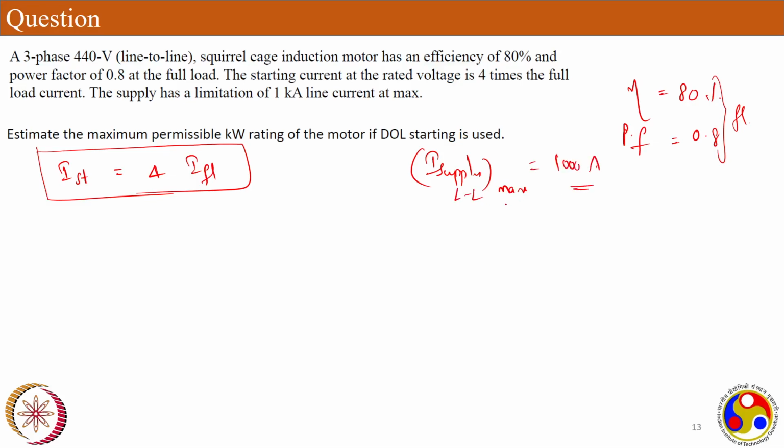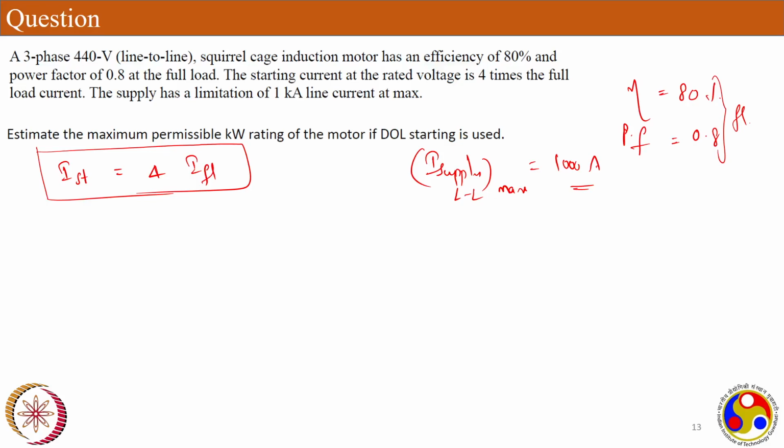What is the question now? What should be the maximum permissible power rating of the motor if I am going for a DOL starting? Whatever starting method we are going for, there is a limit on the source. Your source cannot give whatever amount of current. Whatever might be the requirement, your source might not provide it. That's exactly what is given in this question. They're saying that whatever the load might be, the supply is limited to 1 kiloamp only.